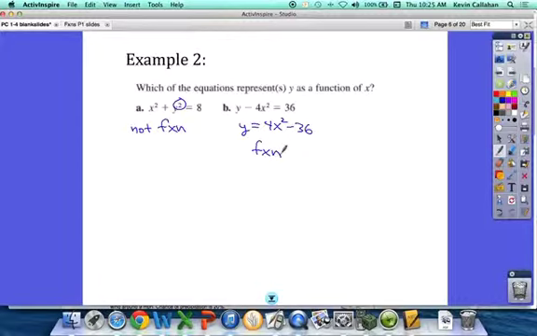Now, what if this problem was x to the 4th plus y to the 4th equals 8? Would it be a function? No, because when you take the fourth root, it also makes a plus or a minus. What if it was x to the 3rd plus y to the 3rd? That would be a function. So when raised to an odd power, you don't have the plus or minus.